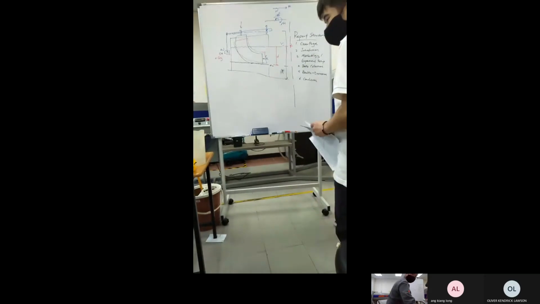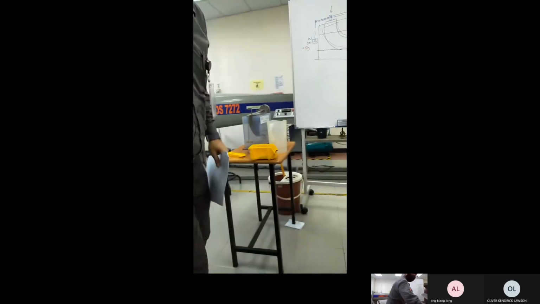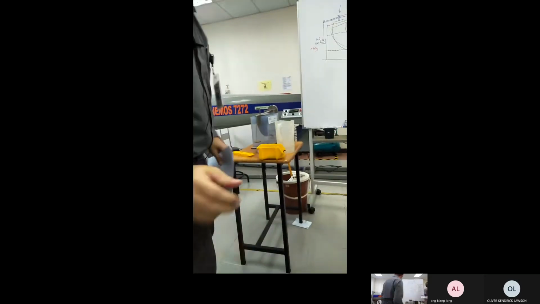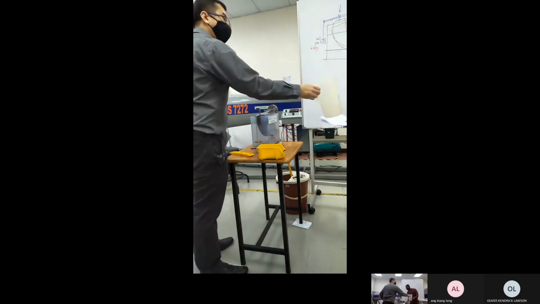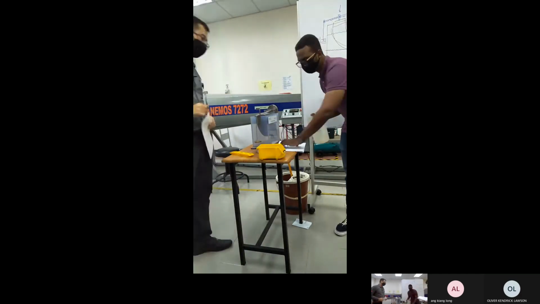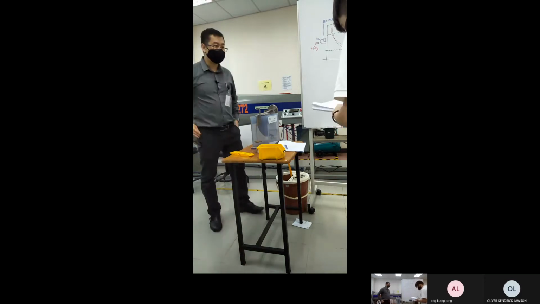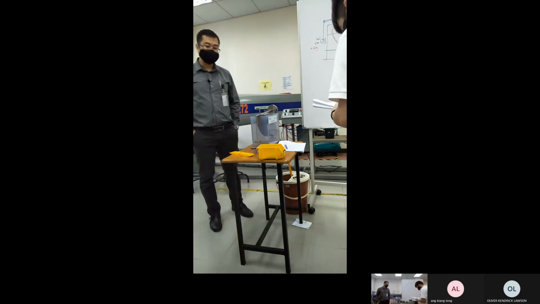Okay, let's go to the experiment. Okay, you need to go and get water from the tap there. Each one of you do one weight. So Amir, you do for the first 50 gram. Then after that, Ku will do for the another 50 gram. Then take turn.